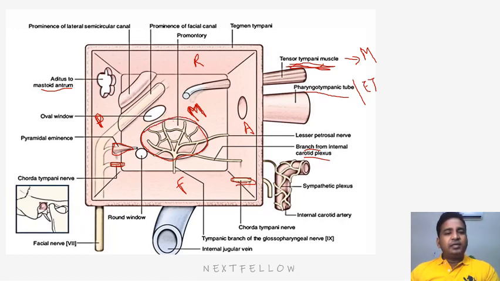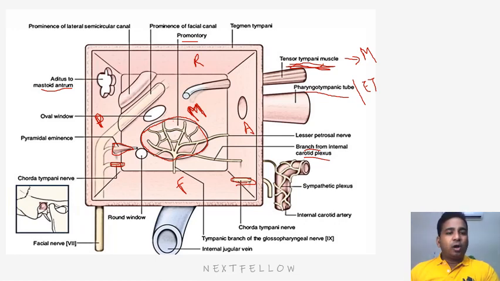In the center there is the promontory. Over this promontory, what is this? This is branches from the internal carotid plexus, that is a venous network. So this is the promontory. And see, look at the top.